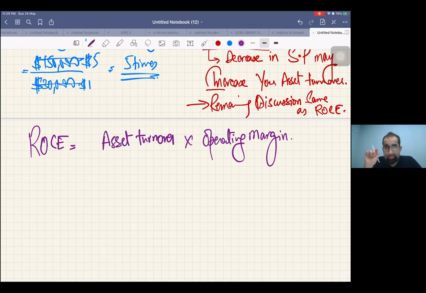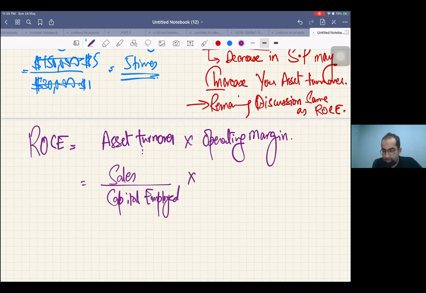Now, let's double click on these two formulas. What is asset turnover? Asset turnover is basically sales divided by capital employed. And what is the formula of operating profit margin? Operating profit margin is PBIT divided by sales times 100. Okay. You remember the two formulas? I just wrote their respective formulas.